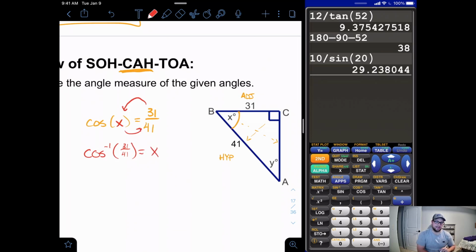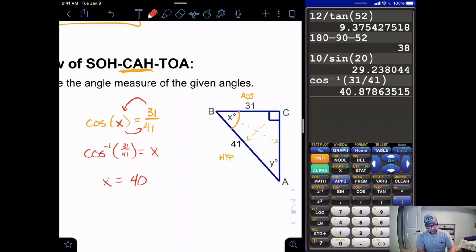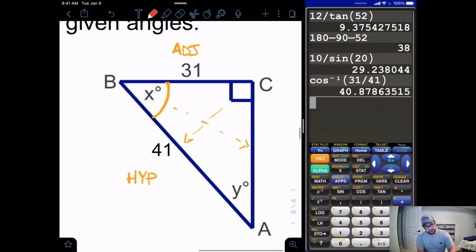Whenever you're looking at cosine inverse, you're finding an angle measure. So I'm going to do second cosine, there's my cosine inverse of 31 over 41. That's going to tell me the measure of my angle. So we're going to find out x is equal to, let's just call it, 40.88 degrees.